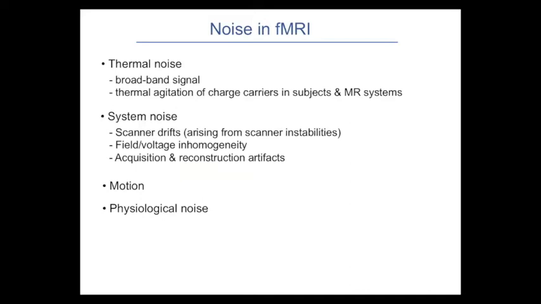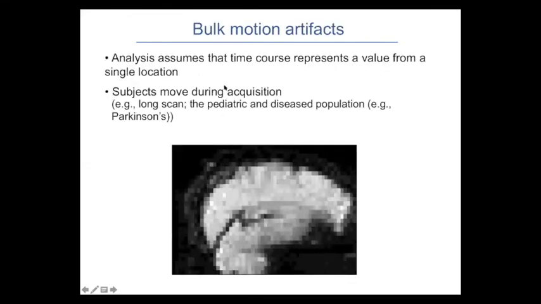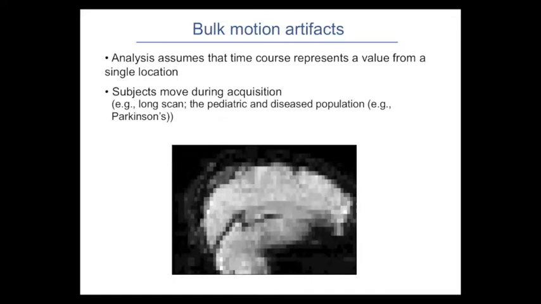As in a previous talk by Jason Stockman, fMRI signals suffer from some common noise types, like thermal noise and system noise, as in common MR images. I will just briefly touch on motion and physiological noise. For motion, we try to monitor the temporal dynamics of the hemodynamic changes of each voxel, so we really want the time course to represent values from a single location.